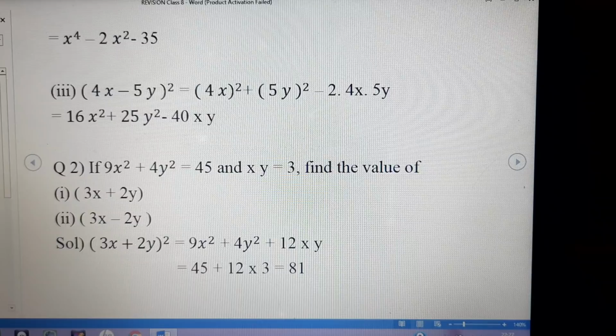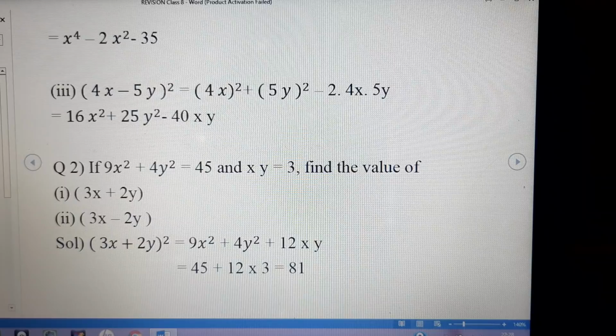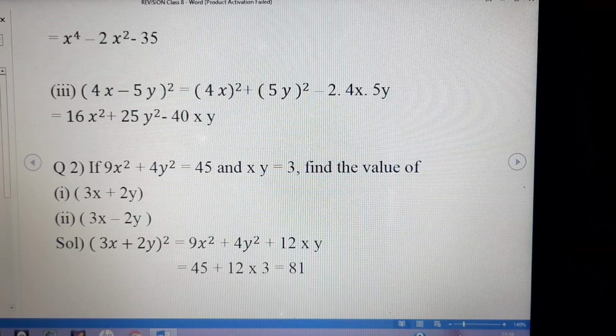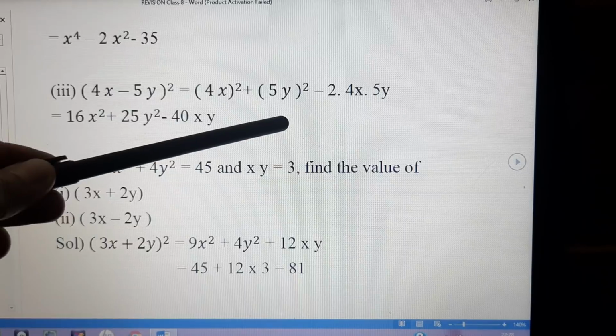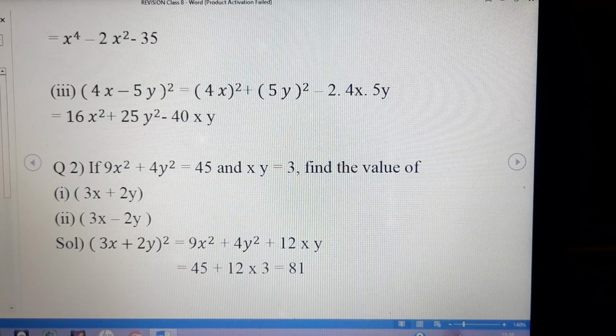Clear? Moving on to the third part, it is clearly the (a minus b) whole square formula, where a is 4x and b is 5y. So (4x) square plus (5y) square minus 2 into 4x into 5y. Clear? We'll solve it. It becomes 16x square plus 25y square minus 40xy.